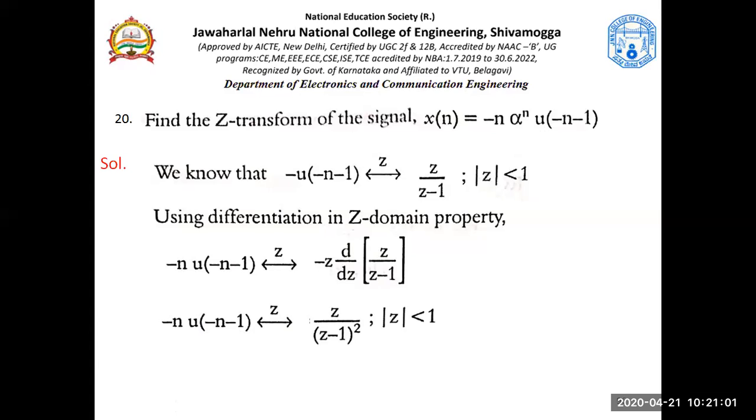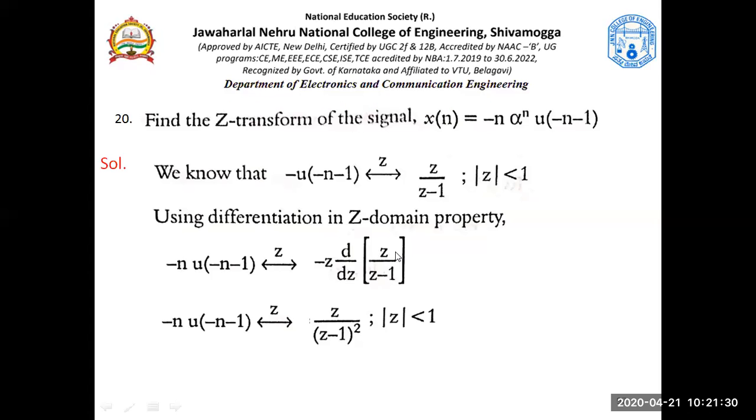Alpha power n needs to be introduced. If we introduce alpha power n, which property is that? Multiplication by n is over; that was the differentiation in z domain property. Now we are introducing alpha power n, which means multiplication by an exponential, because we are multiplying this particular signal by alpha power n. Alpha power n is an exponential, so this is the multiplication by an exponential property.